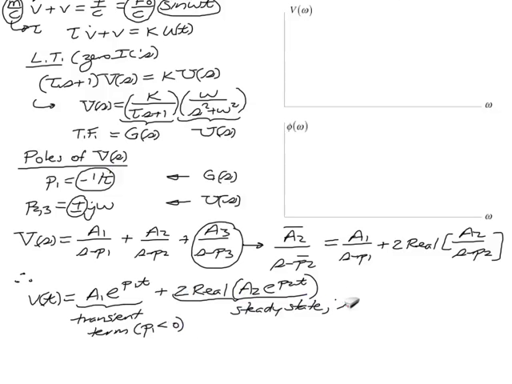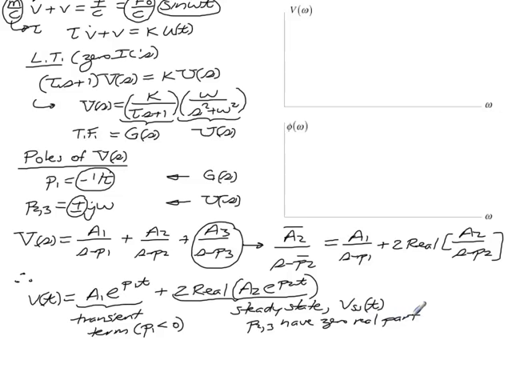So I'll call that V_SS(t). How this is different from the transient part is that P2 and P3 have a zero real part. So that's not going to die away. There's no decaying exponential term.